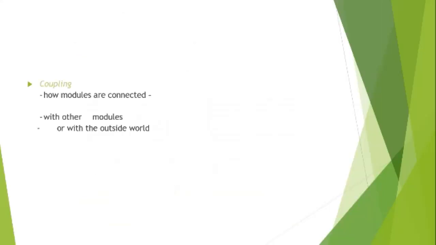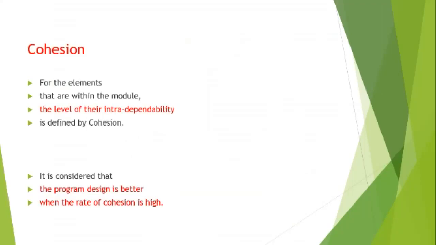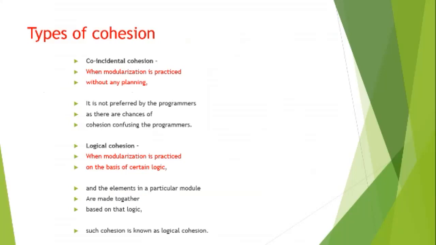Coupling means how modules are connected with other modules or with the outside world. And cohesion means, for the elements that are within the module, the level of their interdependability is defined by cohesion. It is considered that the program design is better when the rate of cohesion is high. These are the types of cohesion.